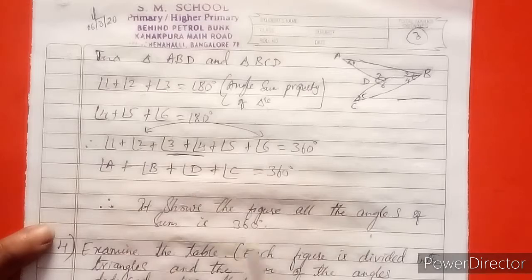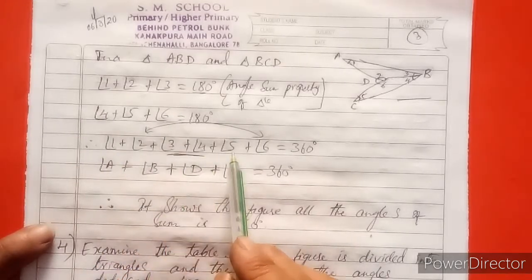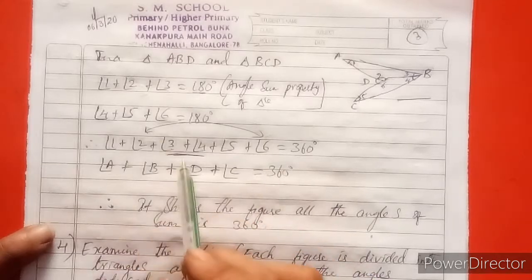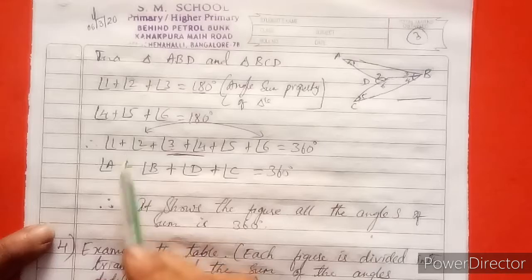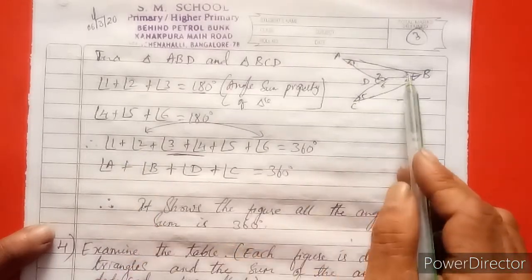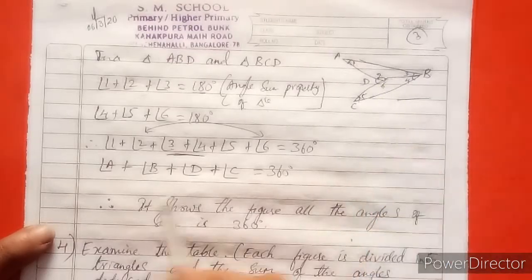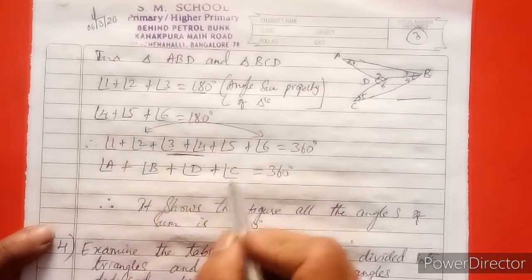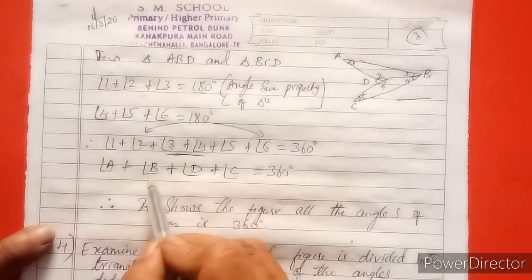So after that, we take angle 1 plus angle 2 plus angle 3 plus 4 plus 5 plus angle 6. If you add, the total sum: angle 1 is A. 2 and 6 is what? 2 and 6 make angle C. That is D. And 3 and 4, that is angle B.